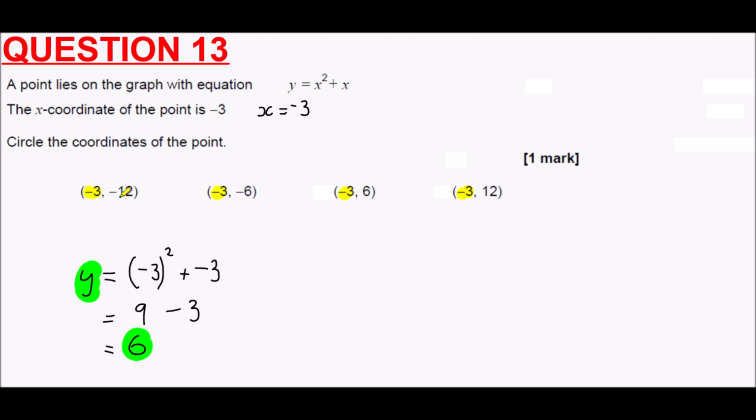So the coordinates are -3 and 6. So the only one it could be is this third one here. So for question 13, we need to circle that the point will be -3 and 6.